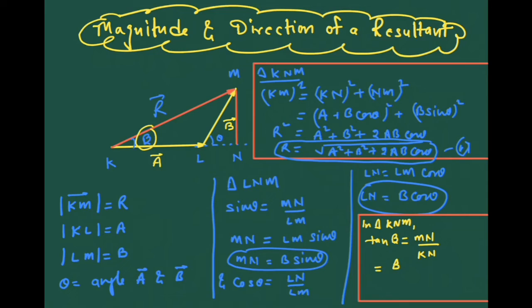It is equal to B sin theta upon A plus B cos theta. So this is the formula of the resultant direction, and this is the formula of the resultant magnitude.